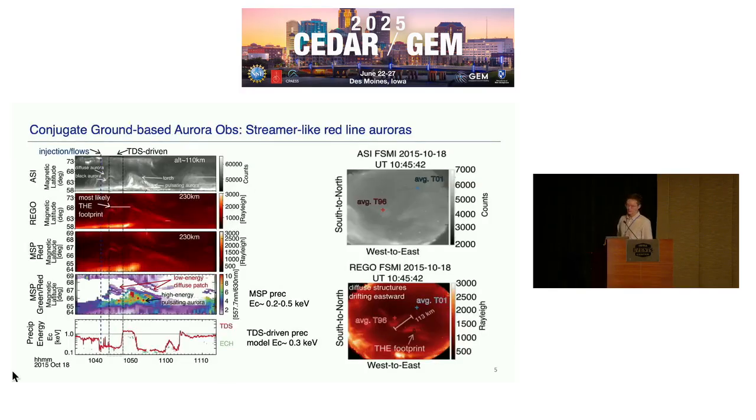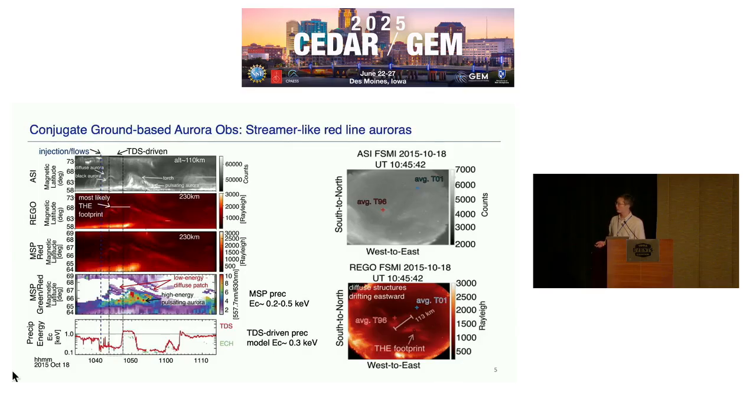So this is conjugate auroral observations around the time of injection and ion flows, indicated by the vertical blue dashed line. Looking at the ASI auroral keogram, the white line auroral observation, we see primary diffuse aurora located poleward of the black auroral oval and auroral torch.